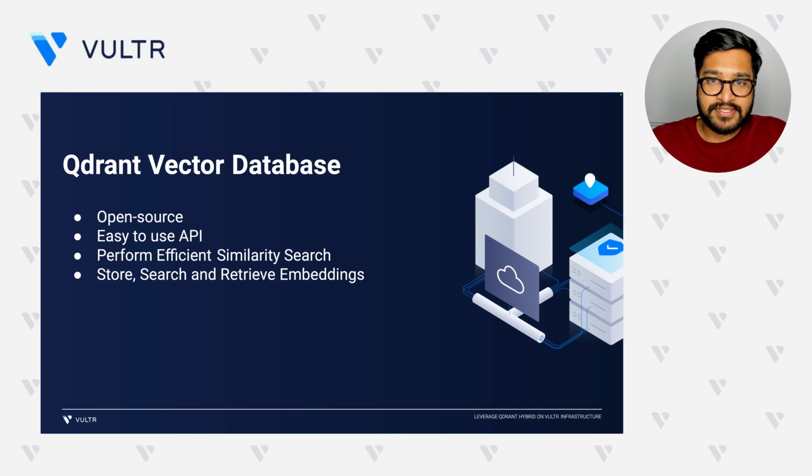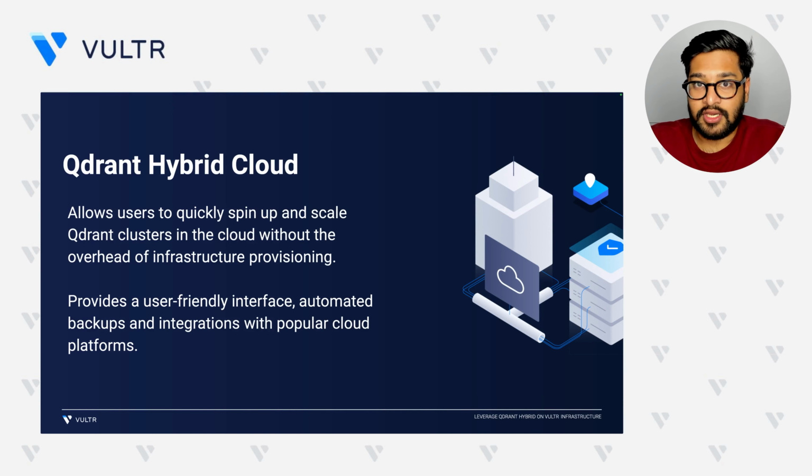Qdrant Vector Database is an open source database with an easy to use API. It allows users to store, search, and retrieve embeddings to perform efficient similarity search operations. Qdrant Hybrid Cloud allows users to quickly spin up and scale Qdrant clusters in the cloud without the overhead of infrastructure provisioning. It also provides a user friendly interface, automated backups, and integrations with popular cloud platforms.